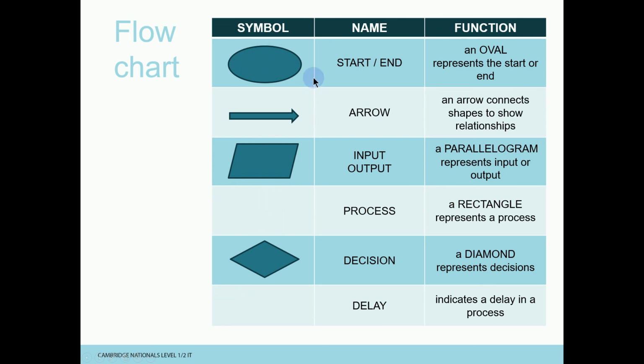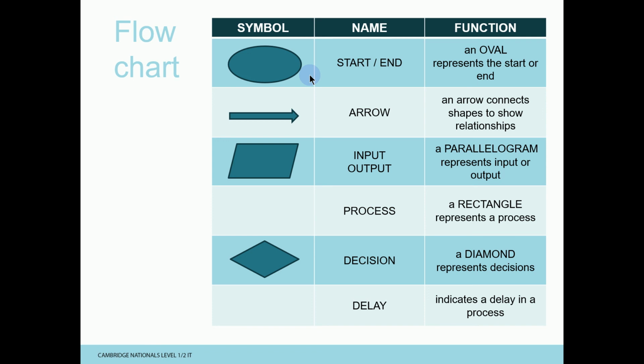So the first symbol is an oval. We always start with an oval and we always end with an oval. It's really, really important that we only have one start and one end. You will see some flowcharts drawn with more than one start and one end, and that's badly drawn. You really shouldn't have that. We then have arrows that go between the tasks, and they connect the different shapes to show relationships.